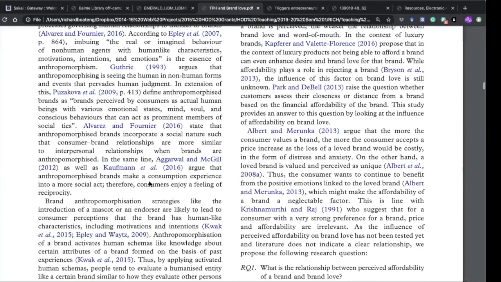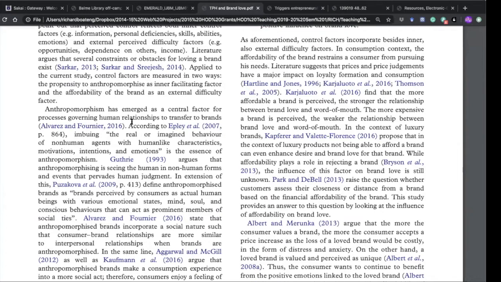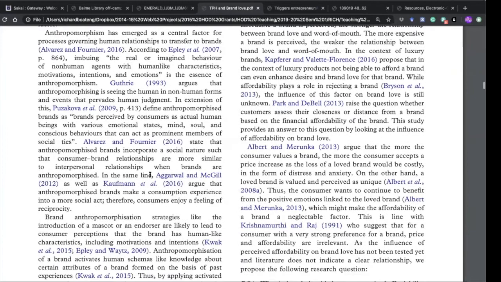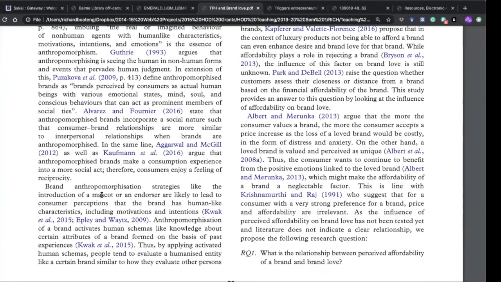Okay, so anthropomorphism has emerged as a central factor for processes governing human relationships transferring to brands. According to Epley, imbuing the real or imagined behavior of non-human agents with human-like characteristics, motivations, intentions and emotions is the essence of anthropomorphism. Guthrie argues that anthropomorphism is seeing the human in non-human forms, an event that pervades judgment. So brand anthropomorphism strategies like introducing a mascot or an endorser are likely to lead to consumer perception that the brand has human-like characteristics, including motivations and intentions.